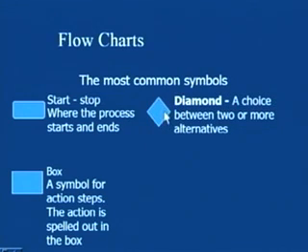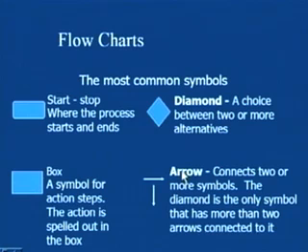The third symbol, the diamond, basically helps us to provide a choice between two or more alternatives. Means if something is coming in, it is basically a decision symbol where we check it against the situation. If it is right, it goes in one direction, if it is wrong, it goes in another direction. Fourth are the arrows. Arrows can be horizontal or vertical depending upon the situation. Arrows connect two or more symbols. The diamond is the only symbol that has more than two arrows connected to it. Otherwise, all the symbols have one incoming arrow and one outgoing arrow.